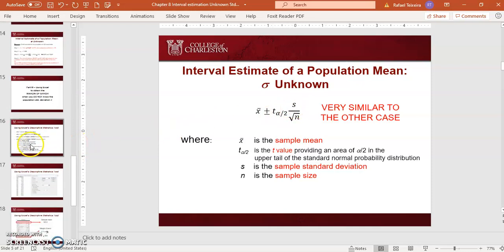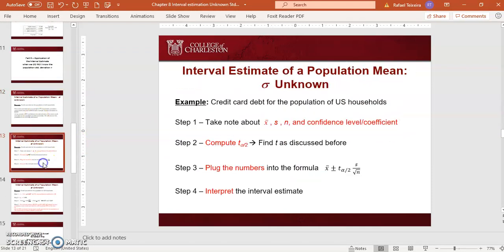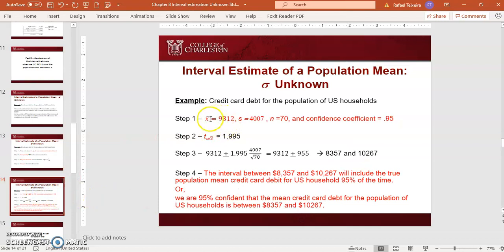standard deviation. Okay, so this is what we do, and here are the steps I propose for you to organize this problem to solve. First, take note of the sample mean, sample standard deviation, sample size, and confidence level or coefficient. Compute t alpha level divided by 2. I showed you how to compute that in the previous video. Plug the numbers into the formula, interpret the interval.